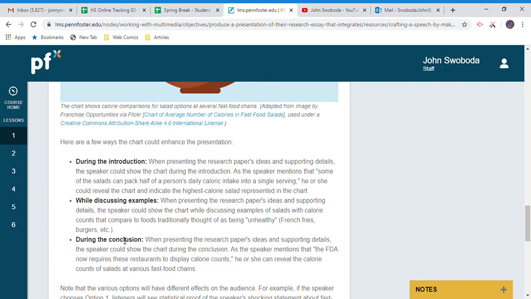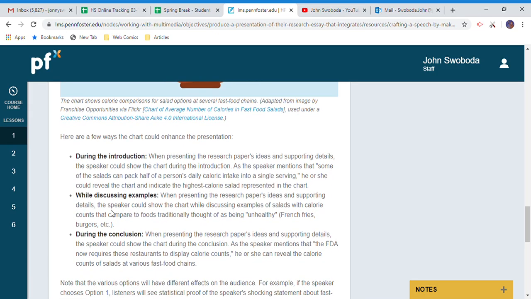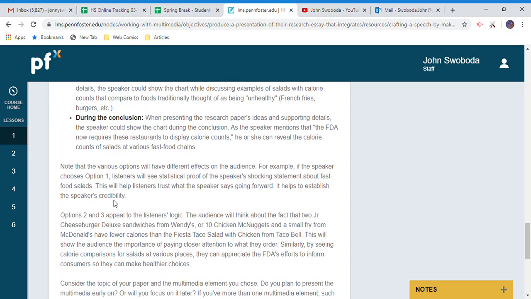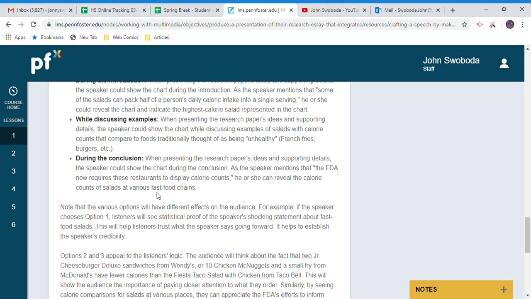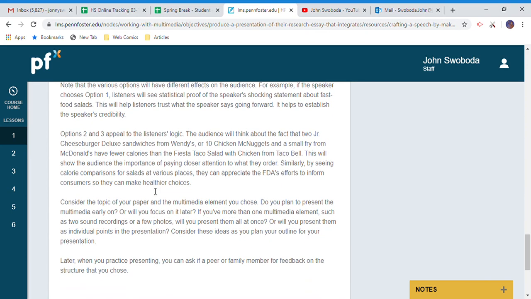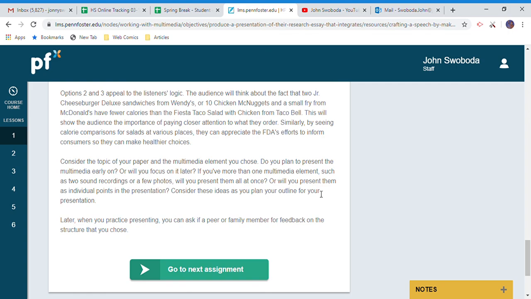Let's see here. Here are a few ways to chart. The chart can enhance the presentation. During the introduction, well, I would put it while discussing examples. Once you've introduced the idea of the salads and the fast food comparisons, that's where you'd put that. Or the conclusion. It could be a nice stinger at the end to show that fast food salads aren't really all that healthy.